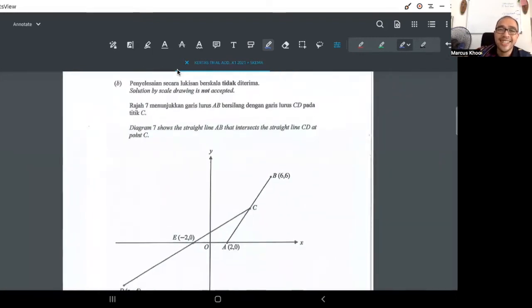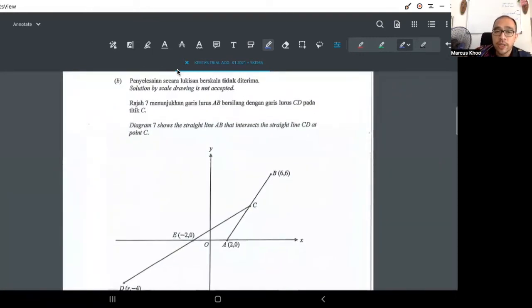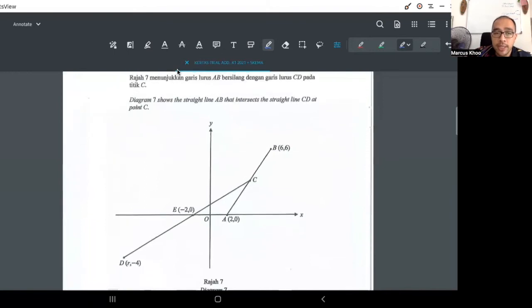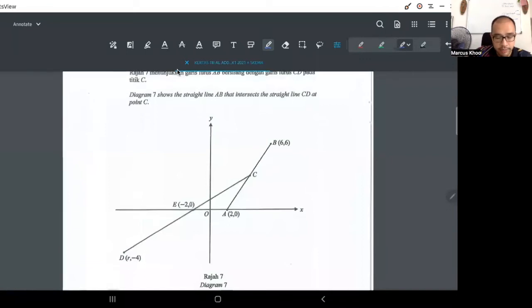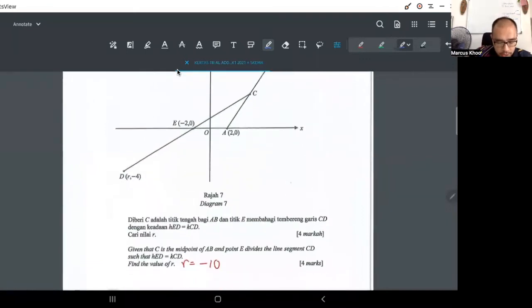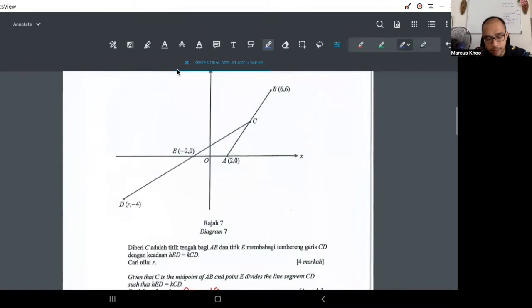Okay. Diagram 7 shows the straight line AB intersects straight line CD at point C. So it's an intersection there. Belum lagi dia bagi syarat kan. Let's look. Given that C is the midpoint. Okay, this is the midpoint. Now, midpoint means same length. You can immediately tell me what is the coordinate of C lah. Okay, 6 plus 2 divided by 2, 4. 6 plus 0 divided by 2, 3. Okay, so that one is normal lah.